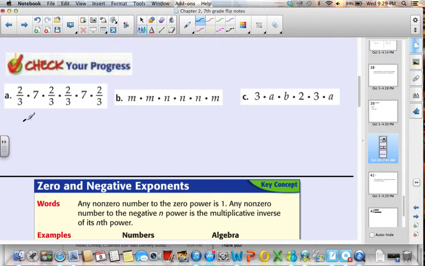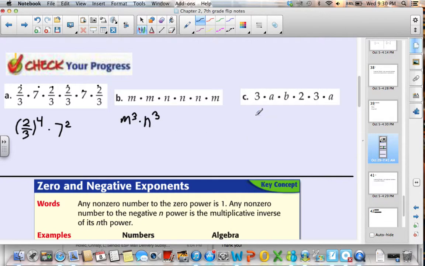A we would write as 2/3 to the 4th times 7 squared, because we have 1, 2, 3, 4, and then 1, 2. Okay, here we have m cubed times n cubed. And then here, if we want to get picky, if we have the same exponents, then we would write our letters in alphabetical order. So m comes before n, so m cubed times n cubed.